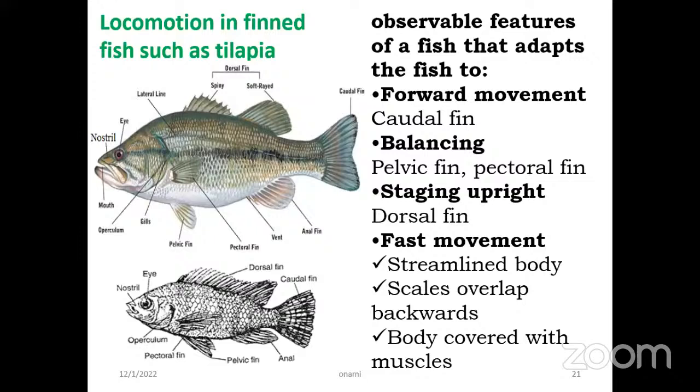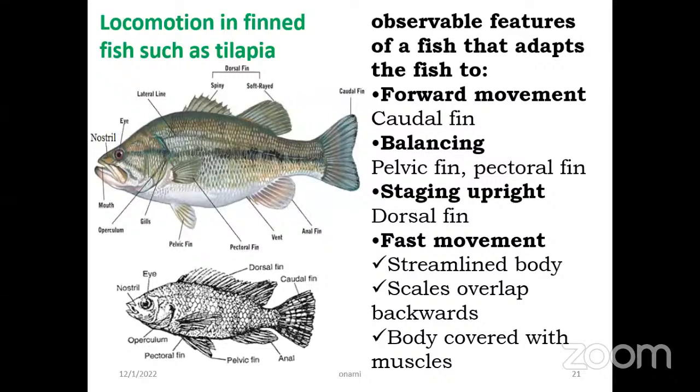We have the balancing in fish. The fish is able to balance because of the paired fins. We have the pelvic fin, this one here, and then we have the pectoral fin, this one here. Balancing helps it maintain an upright posture. We have the dorsal fin, so that it is not able to roll in water.